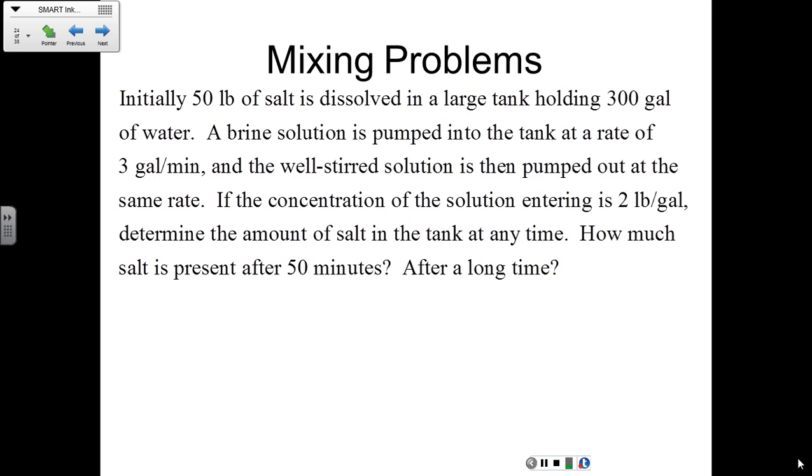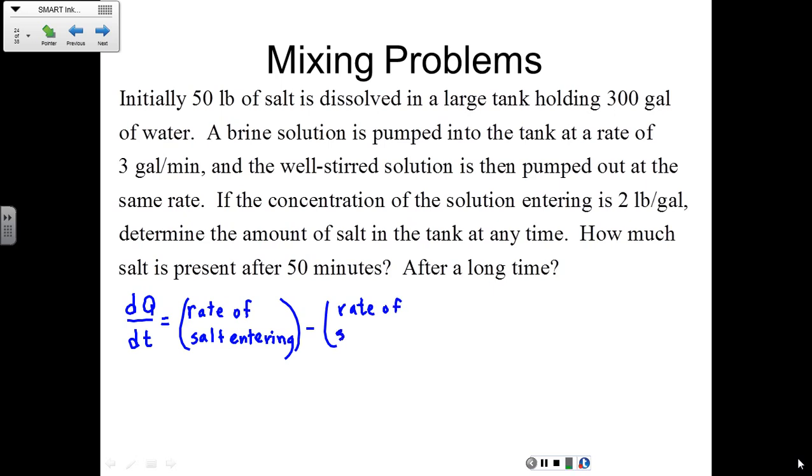This is your model. So on your notes, when you're making your cheat sheet, the model you want to follow for mixing problems is the amount of salt, we're going to call it Q, is equal to the rate of salt entering, call that one thing, minus the rate of salt leaving.